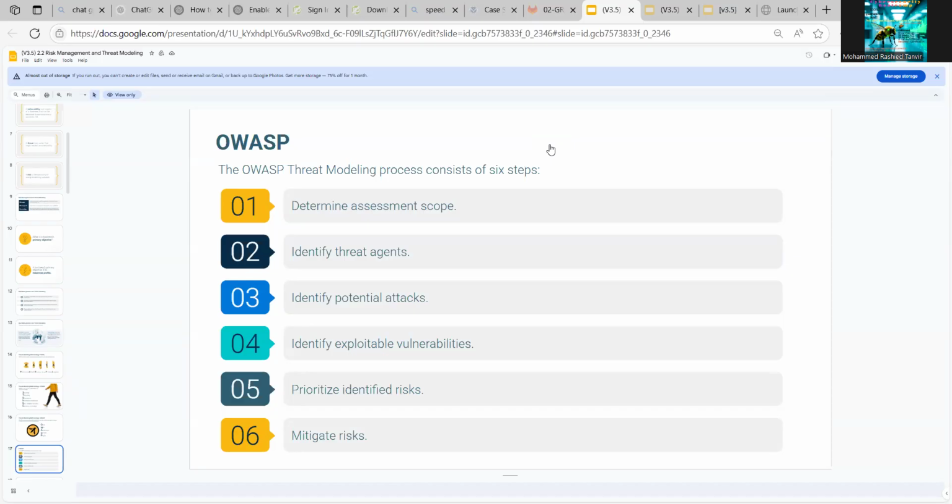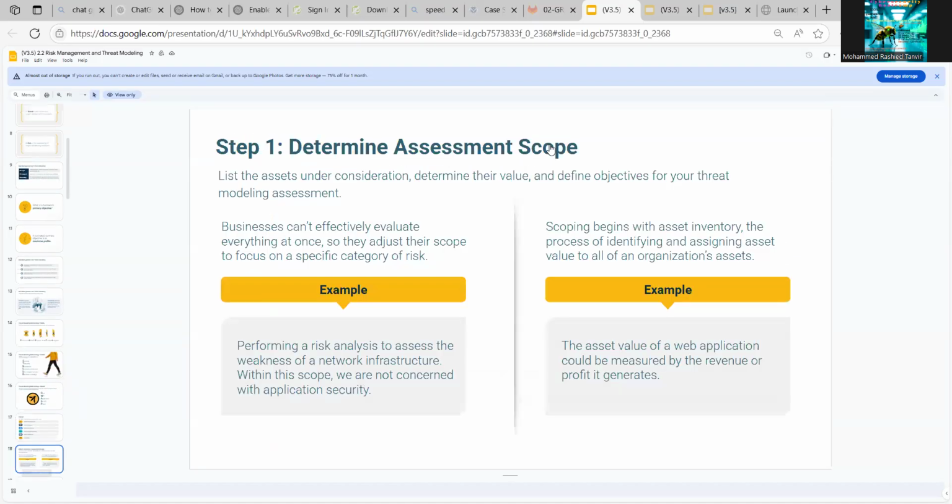First is determining the assessment scope. So what is determining the assessment scope? List the assets under consideration, determine their value, and define objectives for your threat modeling assessment. So what is the asset value? Asset value is the monetary worth of a given asset. For an asset like a web application, how much is this web application worth? This is one type of asset value. Asset value should represent how much revenue and profit the asset generates for the company.